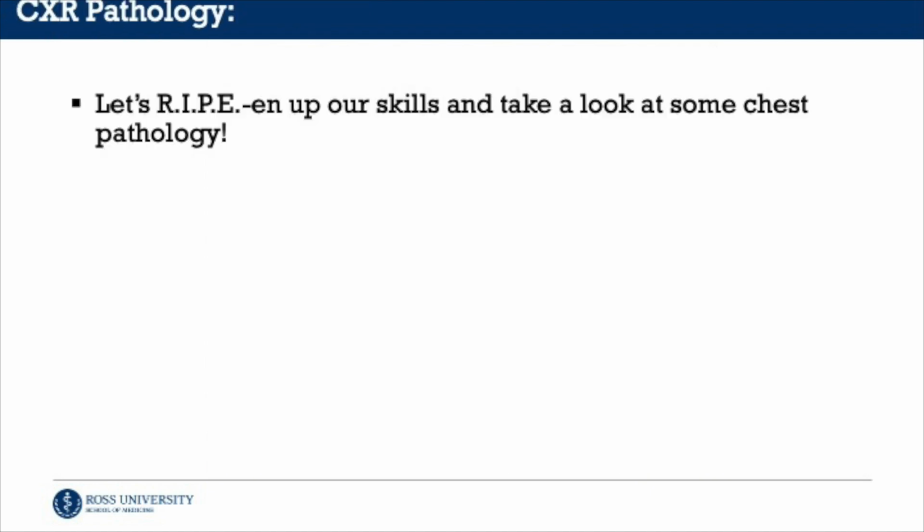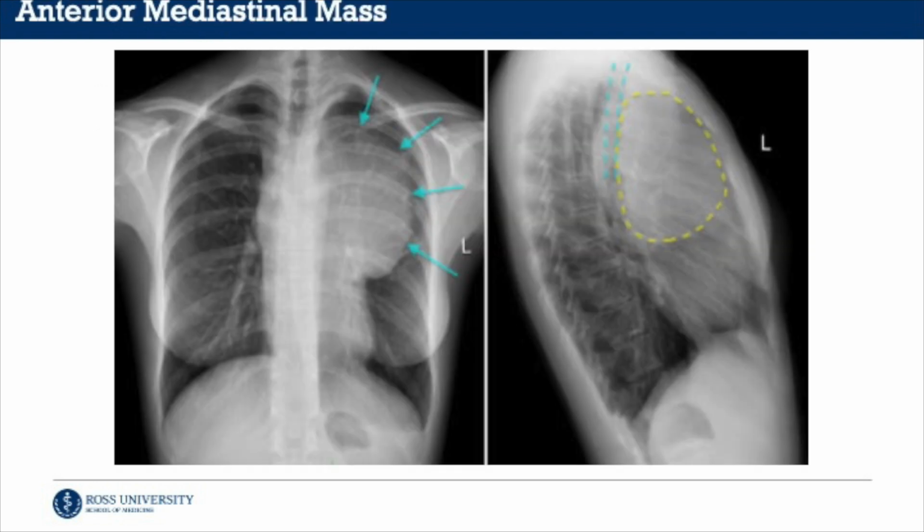Now that we have a good understanding of what physiologic normal looks like, we can move into the pathology. Here, we have an example of an anterior mediastinal mass. Key pathologies associated with anterior mediastinal masses include the 4 T's: thymoma, teratoma, thyroid, and terrible lymphoma.